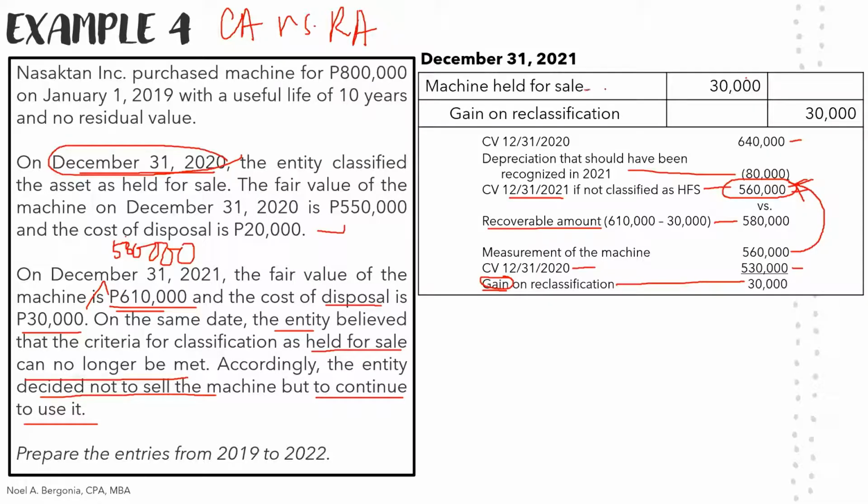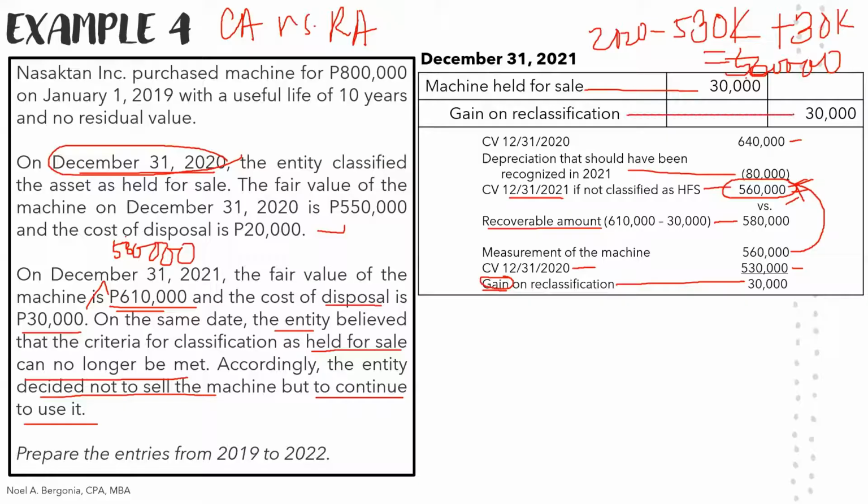So, debit machine held for sale na 30,000. Kasi kailangan nating i-meet yung value eh. Diba? The machine held for sale in 2020 was 530,000. Eh dahil kailangan nga natin ma-meet yung ating value na amounting to 560,000. So, magdadagdag tayo. So, plus 30,000, which is yun yung gain on reclassification. So that's debit machine held for sale na 30,000. So bali magiging 560,000 na yung ating valuation on December 31, 2021. Then we credit the gain on reclassification. So pupunta po yan sa ating profit or loss.